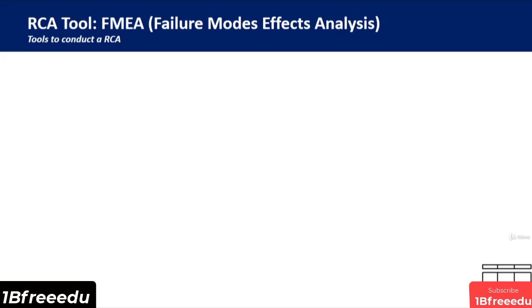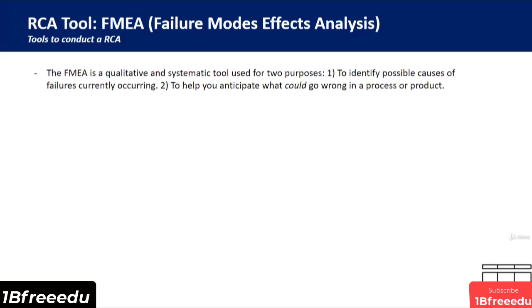The modes can also be referred to as causes. So the mode is the way in which it has gone wrong. The effects, obviously, is the effect that issue has caused, and the analysis is what you have to do next to identify what's gone wrong, why it's gone wrong, and the controls you'll put in place to fix that. So the FMEA is a qualitative and systematic tool used for two main purposes. Firstly, to identify possible causes of failures currently occurring. So why is that thing failing? Why is that occurring, right?